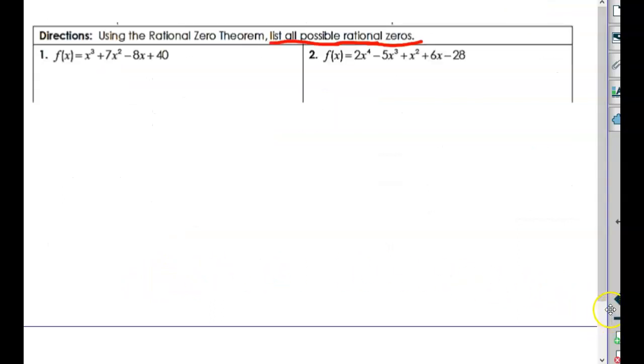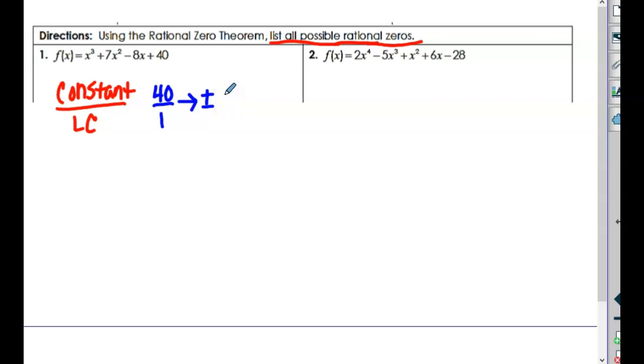So let's practice with number 1 here. What are all the factors of, well, first of all, what are P and Q? What are the constant and the leading coefficient on this one, guys? 40 is the constant and the leading coefficient is just 1. And it's plus or minus all the factors of that. So plus or minus, what are the factors of 40?